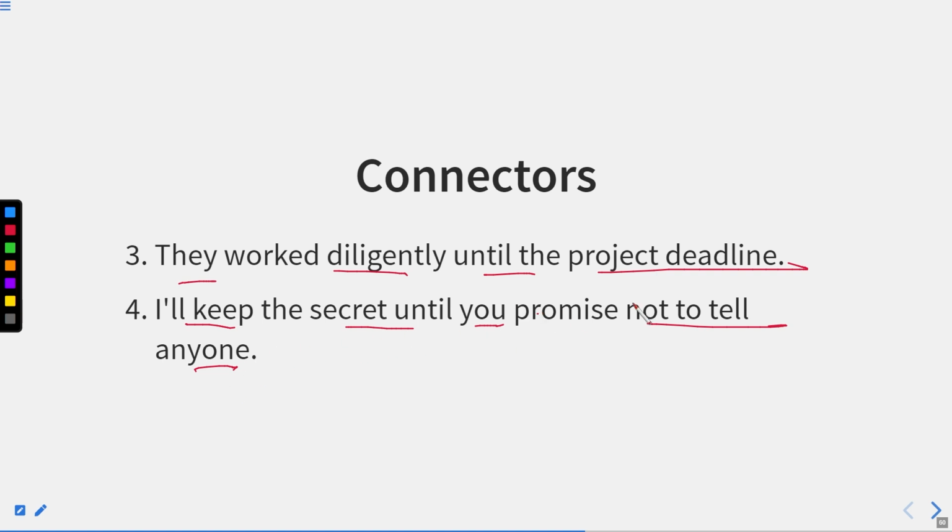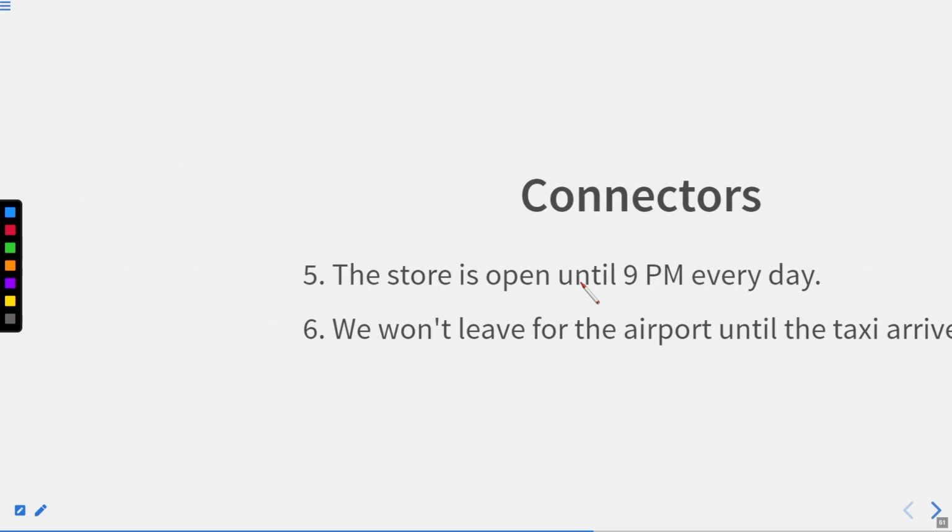Okay, until you promise not to tell anyone. So until here we are using with the word not. However, it should not be used. I'll keep the secret until you promise not to tell anyone. So this is not actually framing the negative sentence, but we can use it otherwise.